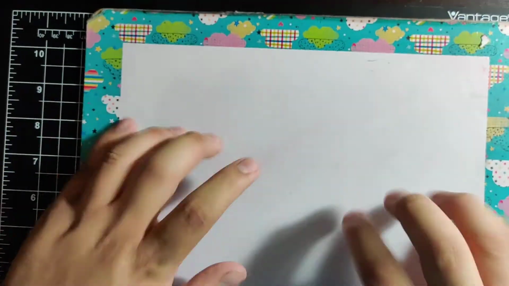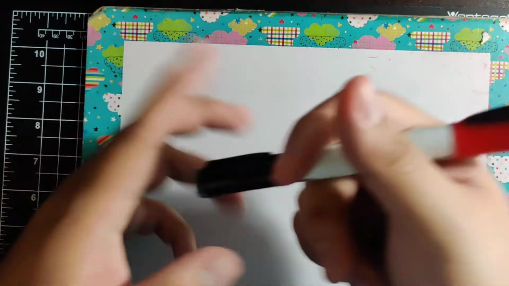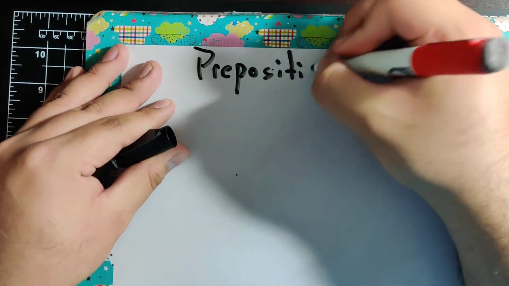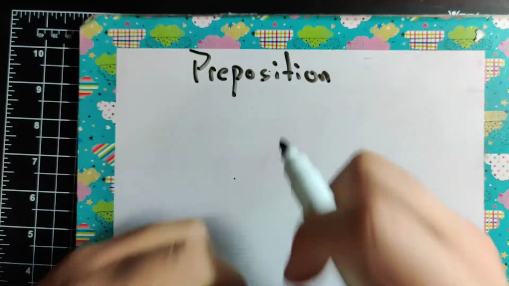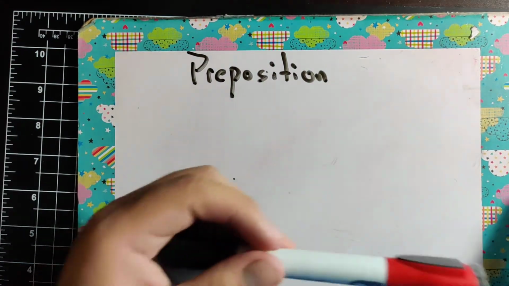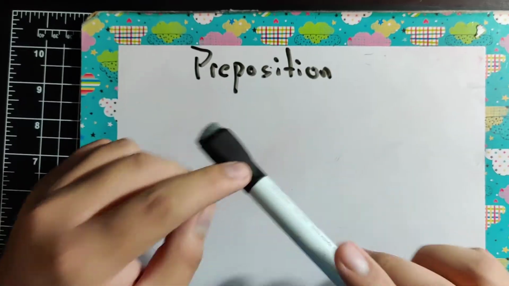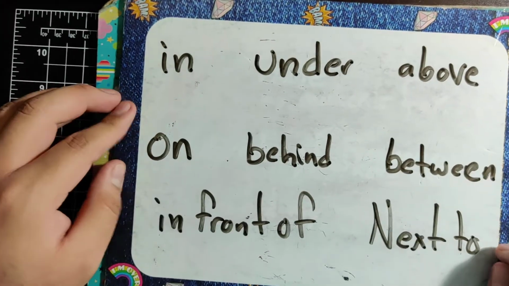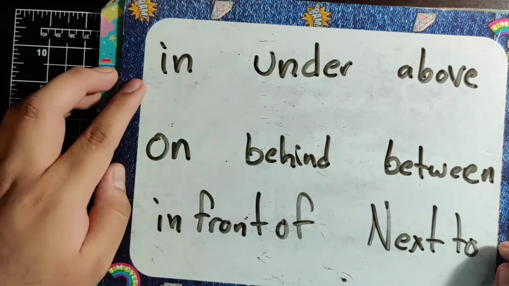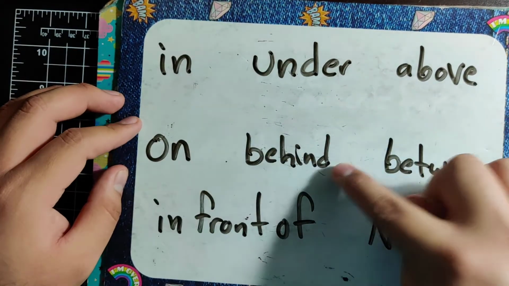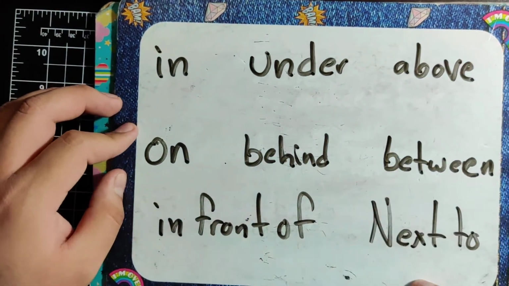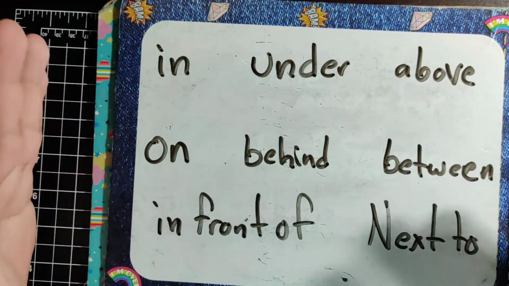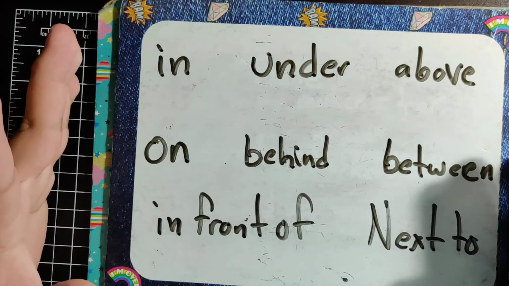So, the next part we're going to talk about will be prepositions. Now, prepositions are extremely useful, okay? Especially if you're looking for something. What are prepositions? Well, I'm pretty sure you know them by now, right? And it's pretty much this: in, on, under, behind, above, between, in front of, next to. If you can, write these down so you can use them. And so you don't forget them as well.